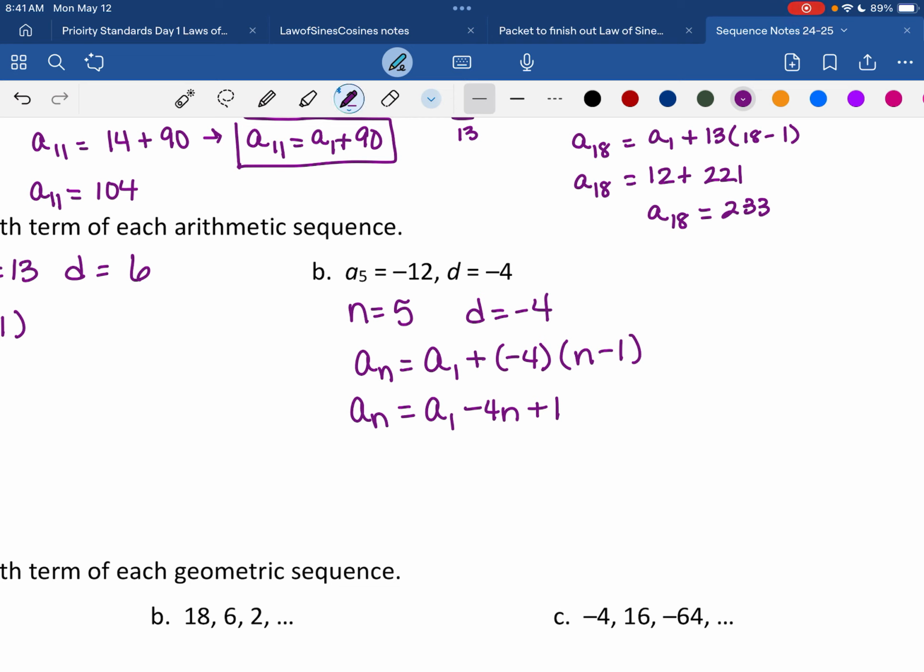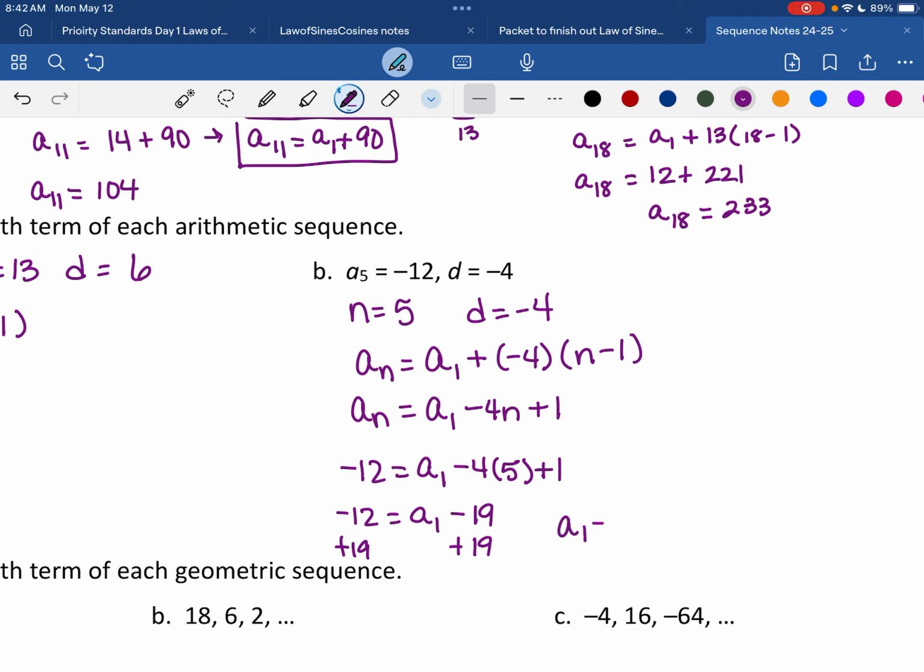And then what we can do is plug in what we know for the 5th term. So A sub 5 is going to be negative 12 equals A sub 1 minus 4 times 5 plus 1. Negative 12 equals A sub 1 minus 19, because negative 20 plus 1. We're going to add 19 to both sides. So A sub 1 equals 7.